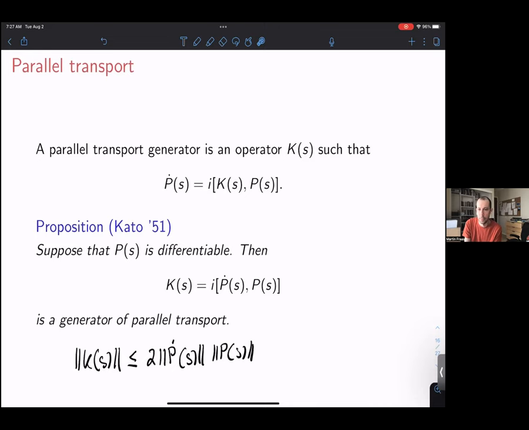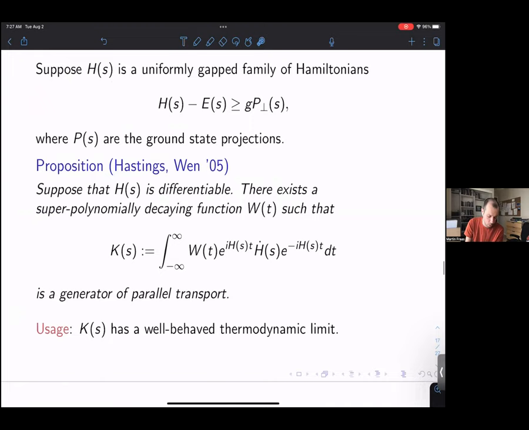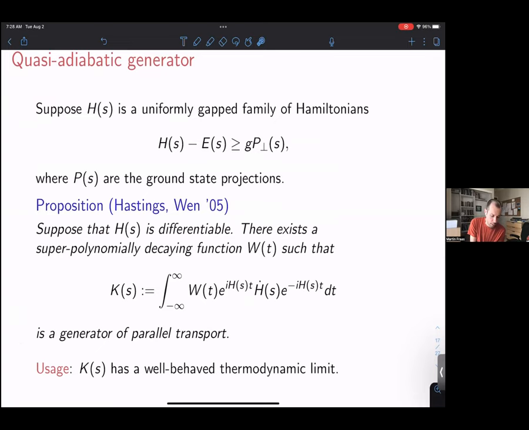And I want to mention another one that recently got very, very important in application. So suppose that the Hamiltonian, that now depends on S, is a uniformly gapped family of Hamiltonians with P as the ground state projection. So that means that if I subtract the ground state energy, this would be greater than or equal to some gap G that doesn't depend on S, times the orthogonal projection.